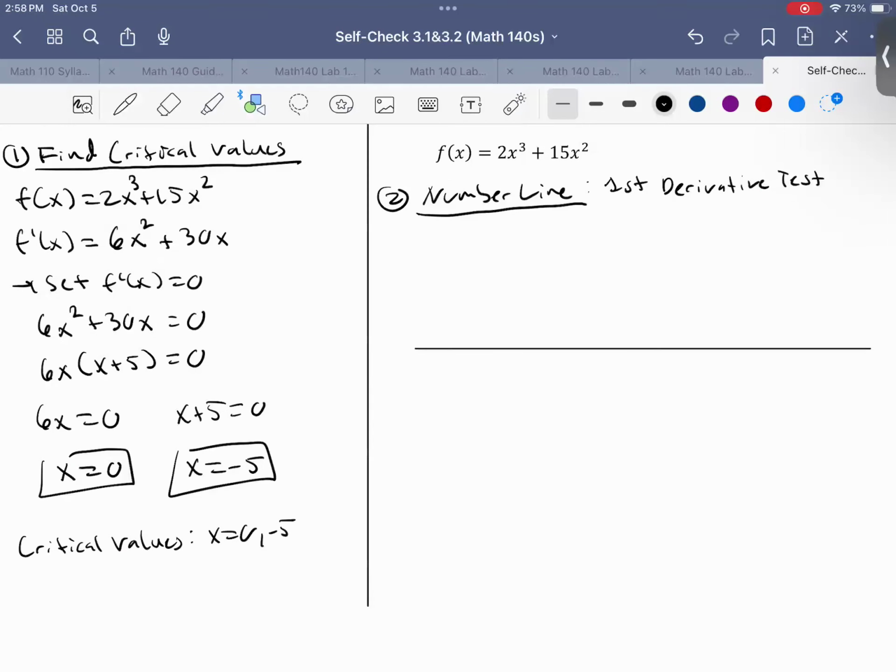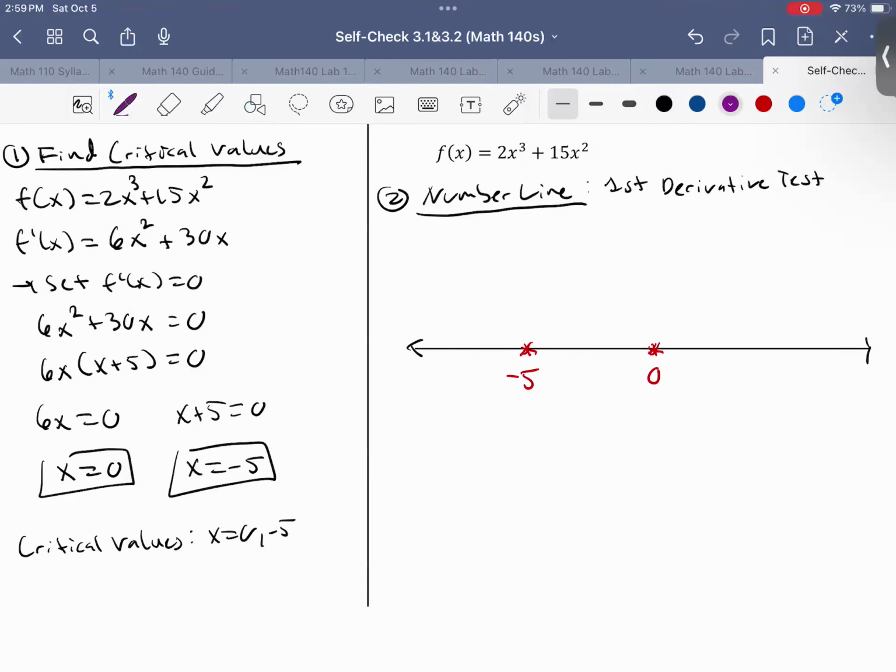Okay, so here we'll have our number line. It'll be a little longer because we have a couple numbers to work with, right? Remember, we're going off to negative infinity and infinity. So this is where I'll draw my critical values. So here is, let's say, 0. And here is -5.